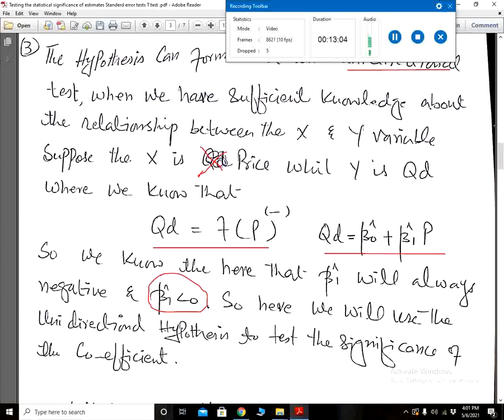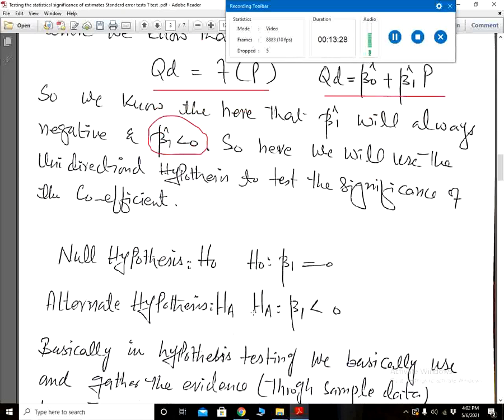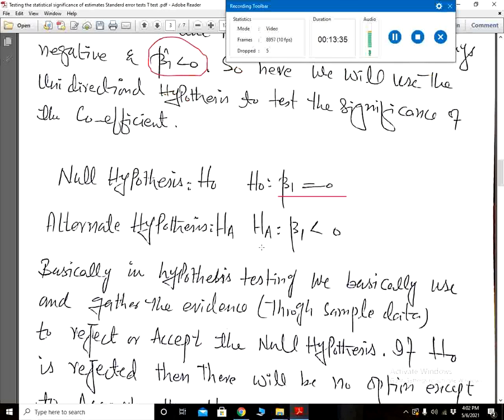So here we rule out the possibility of beta 1 cap being positive. Beta 1 cap cannot be positive because price and quantity demanded never have a positive relationship; they will always have an inverse and negative relationship. So here we will use the unidirectional hypothesis to test the significance of the coefficient. Here the null hypothesis H naught is beta 1 is equal to 0, the alternate hypothesis is beta 1 is less than 0.